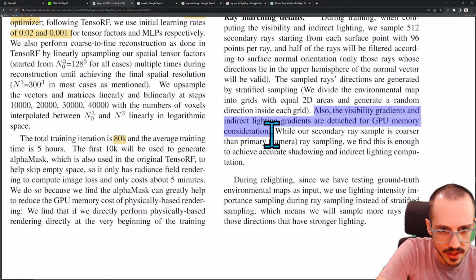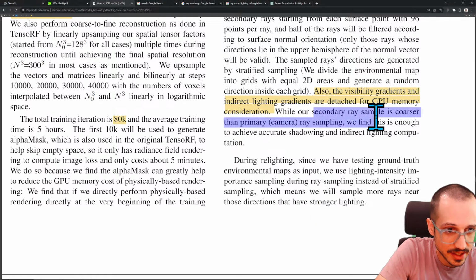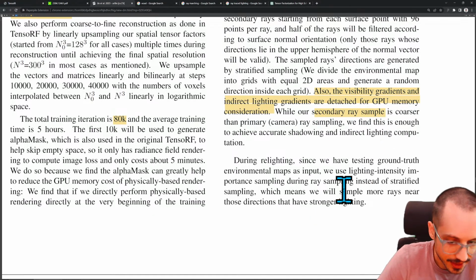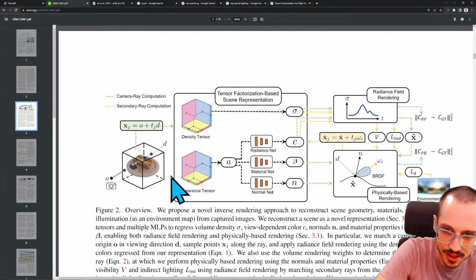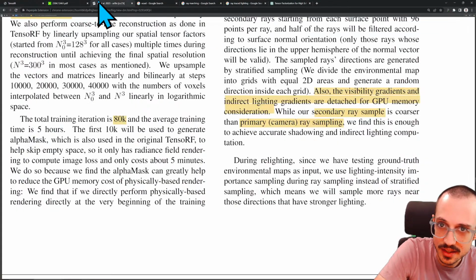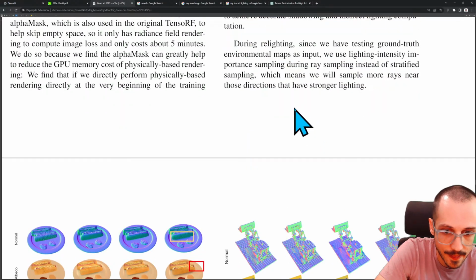Do some fancy detaching in order to save on GPU memory. The secondary ray sample, which is the indirect lighting, is coarser than the primary ray sampling. That kind of makes sense. So basically, this green D vector here, which represents the primary camera ray, is going to be sampled. Here it shows with 5 points, and we don't know what the sampling is for the indirect lighting, but they're saying that the sampling is lower.